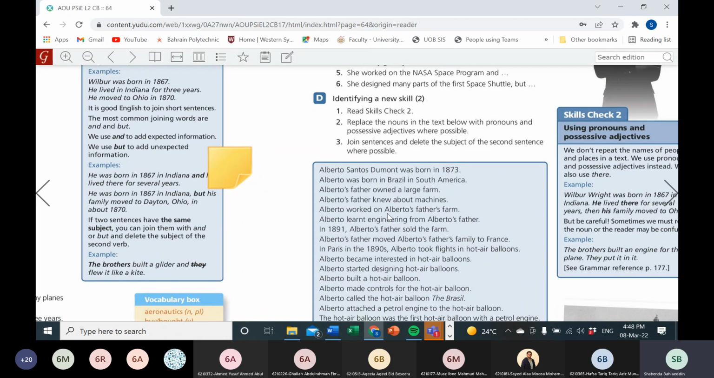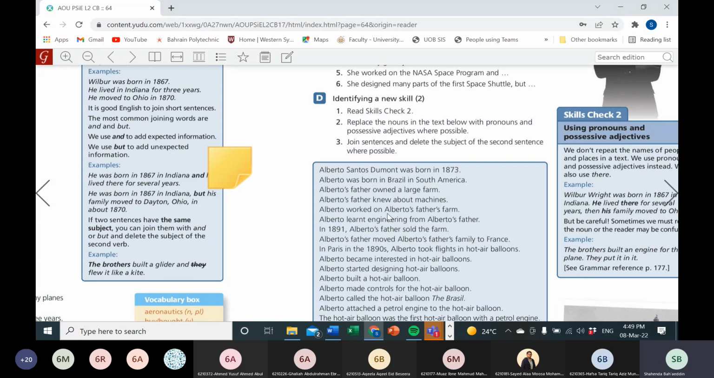We don't repeat names. We replace them with either subject pronouns, object pronouns, or possessive adjectives. And I want you to know the difference. Go back to the grammar reference and the table on page 177, and you will understand what we mean by this.